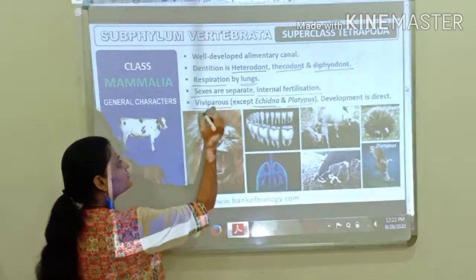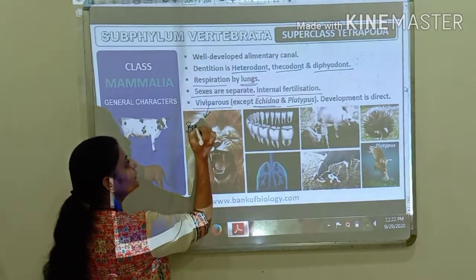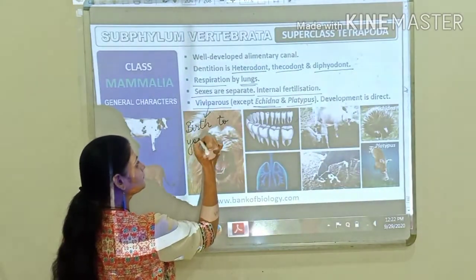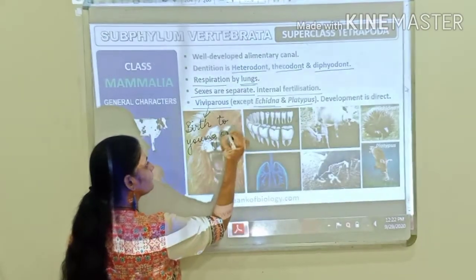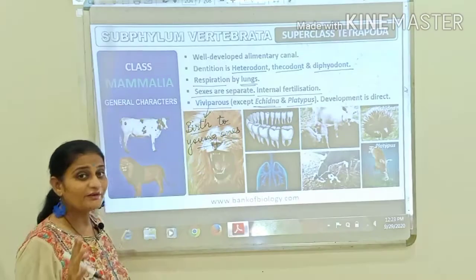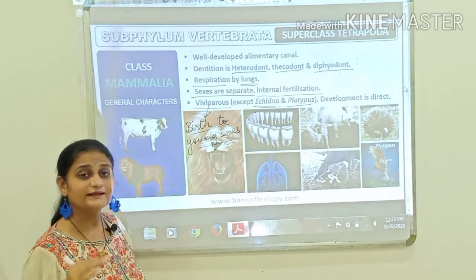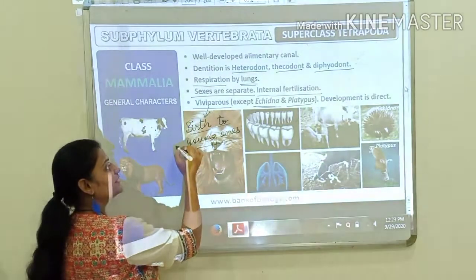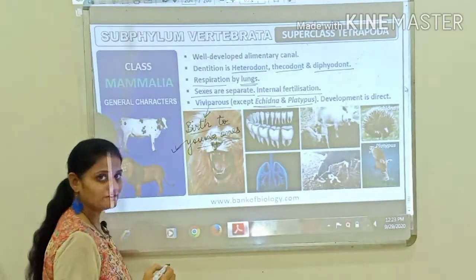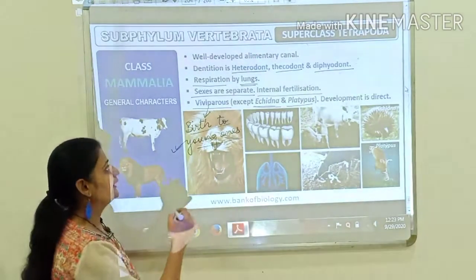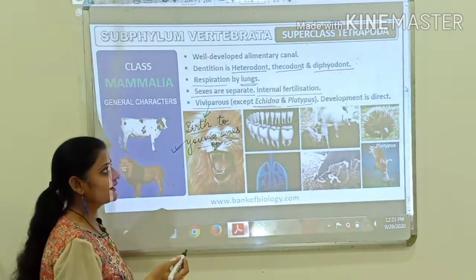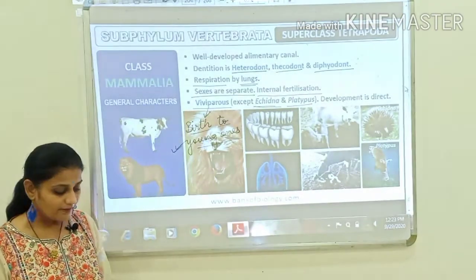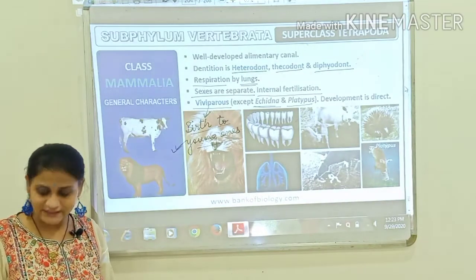Now, viviparous means they give birth to young ones. Right? Viviparous का मतलब मैंने क्या समझाया था? Oviparous animals lay eggs, right? Whereas viviparous means they give birth to young ones, right? So that is called viviparous animals. And the development is direct, means there is no larval stage.